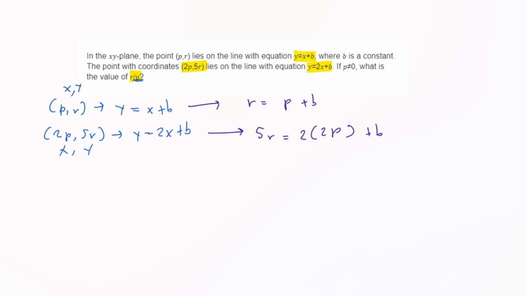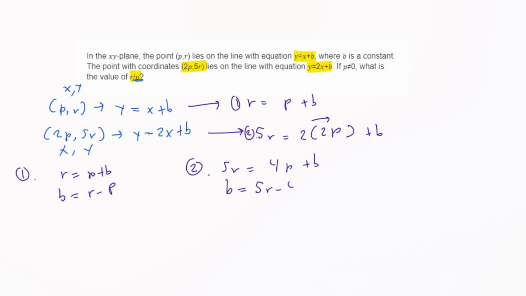Okay, so we've created our equations over here. Our next step would actually be to isolate for b, and I'll show you why we're going to be doing that. Let's do number 1 first, then number 2. For number 1, we're going to isolate for b: r equals p plus b, right? So then what is my b equal to? b would be equal to r minus p. All right, and then now let's look at equation number 2. We have 5r equals 4p, remember, the 2 will distribute into this, so it would be 4p plus b. And then what would I do here to solve this? I would have to isolate for my b, right? So remember, your b would equal 5r minus 4p.